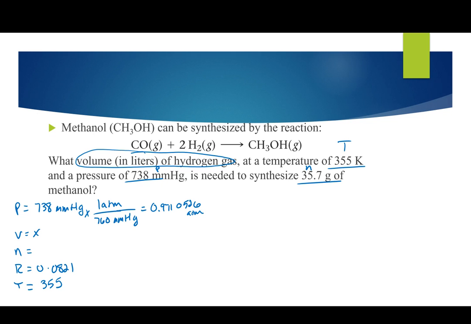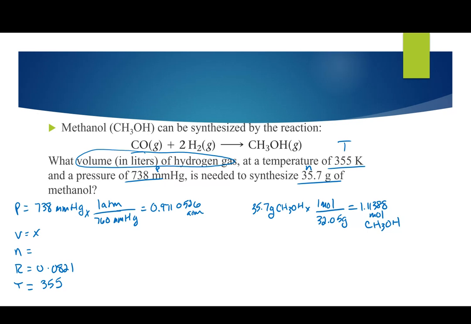Okay, so let's talk about n. n has to be an amount in moles. I'm given grams of methanol, so I know I am going to have to convert the grams of methanol to moles. So 35.7 grams methanol has a molar mass of 32.05 grams per mole. And so that's going to give me 1.11388 moles of methanol.